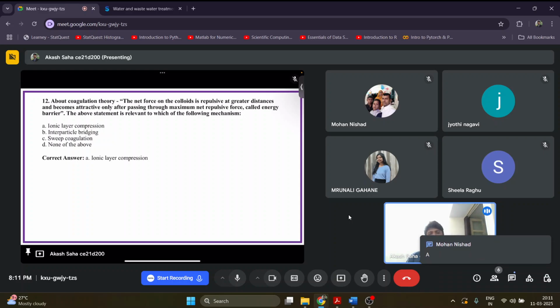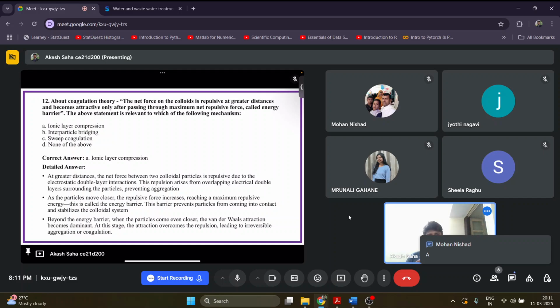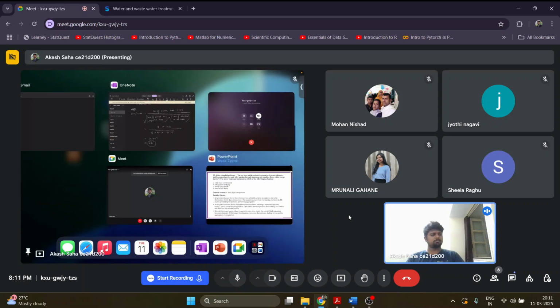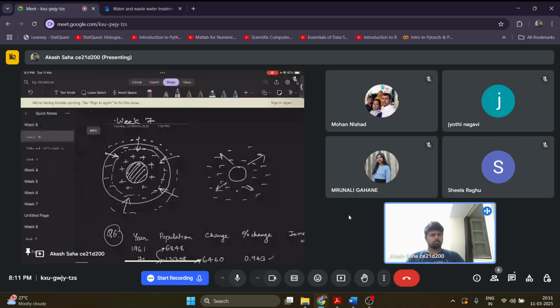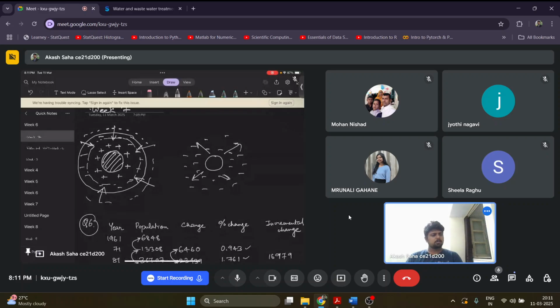A. So that is nothing but ionic layer compression, because what I discussed in the first problem is the same thing, this diagram which I was focusing on. So a particle with some charges over it. At lower coagulant dosages, there will be more and more repulsive forces, because the compression is not happening. As we slightly increase the coagulant dosage, this charge will start getting neutralized, and the repulsive forces can be overcome after overcoming the energy barrier, and then the attractive forces will come into the picture.